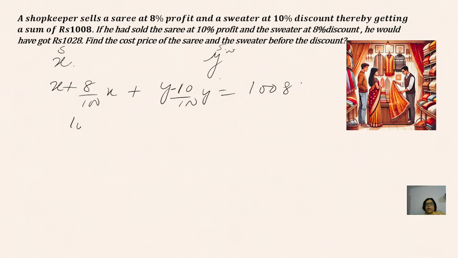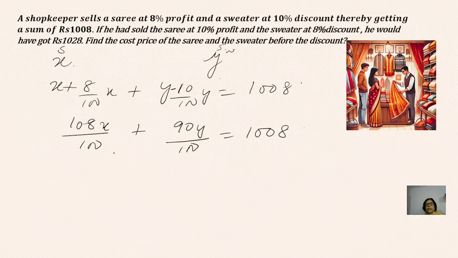So this becomes 108X by 100 plus 90Y by 100 is equal to 1008. Now we can take 18 common from here. This becomes 6X plus 5Y is equal to, 18 fives are 90, and this will be 108, so it's 6. Transfer the 100 to the right hand side, so this becomes 00. So this is the first equation.